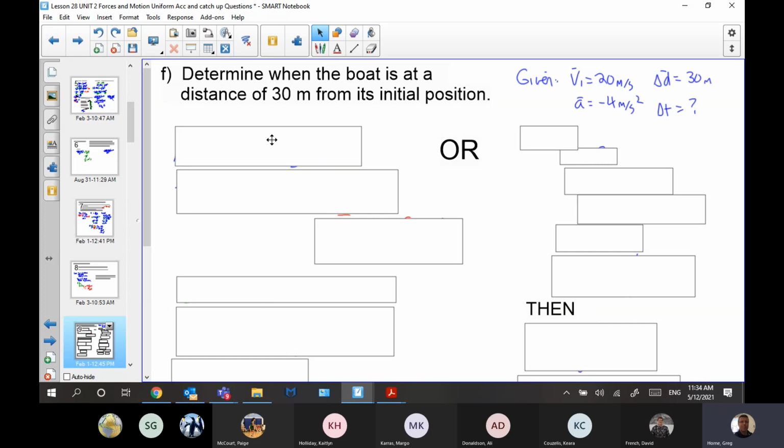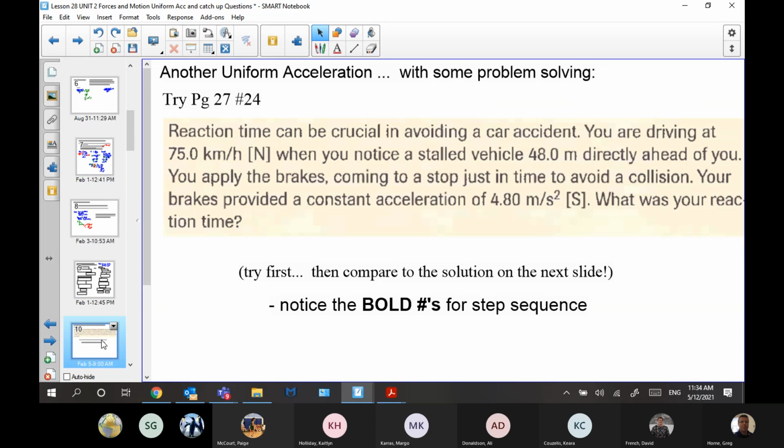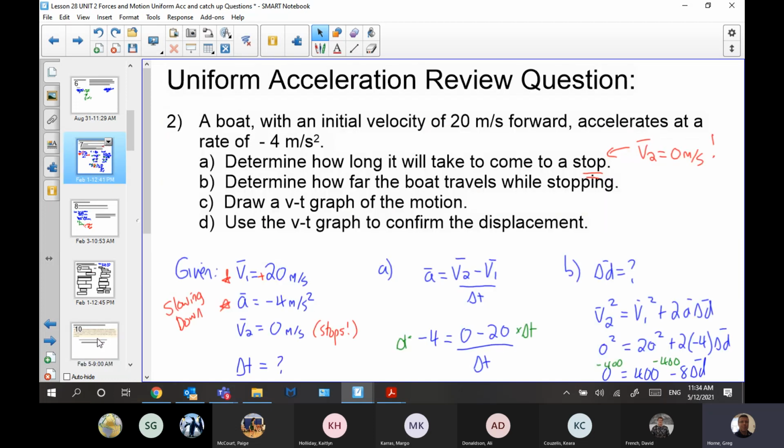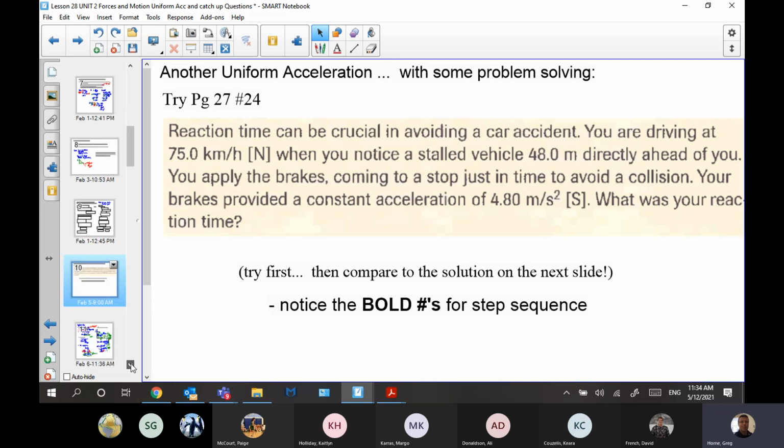You know, so you're plugging in numbers to that thing. So I think, this one just has a little bit of problem solving because they're not just giving you numbers to plug in and solve. This one, they're talking about reaction time and so on. The next page is going to have a solution for this one, but again, it's another one for you to try and then look at the solution, make sure you can do that one.